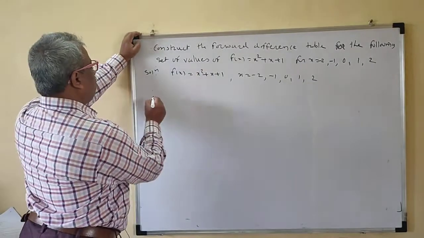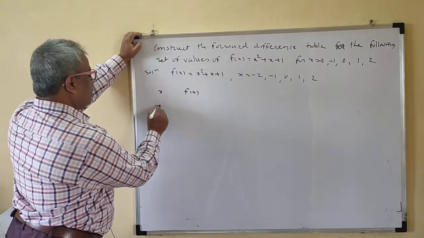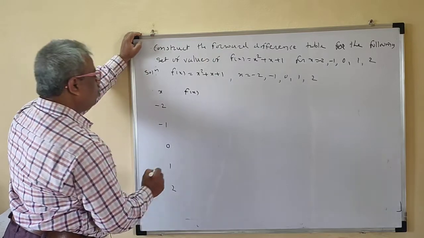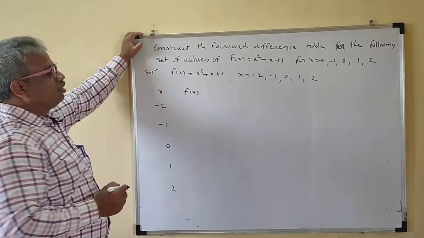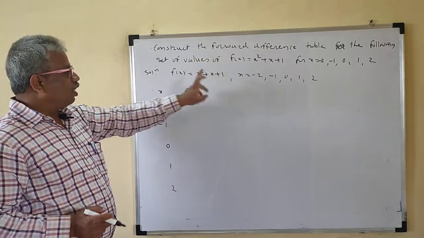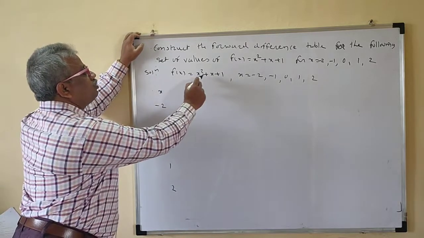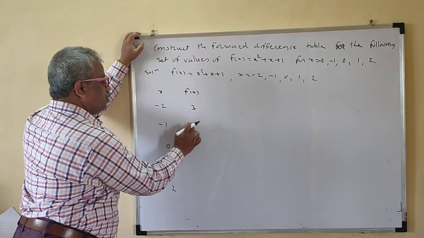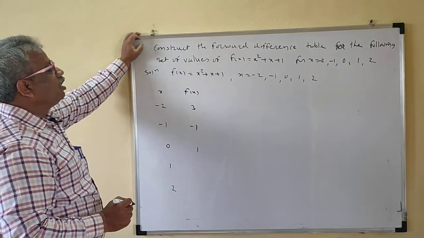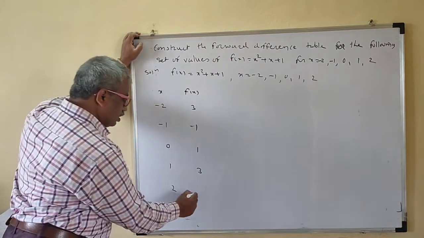You have to write the difference table. So I will write here f of x, and I will write here -2, -1, 0, 1, and 2. I have to write the value of this f of x. So this is 4, 4 plus 1 is 5, 5 minus 2 is 3. This will be 3. Then -1 square minus 1 is 1. This will be 1. Then 0, this will be 1. Then it is 3. This 4 plus 2 is 6, and then this is 7 now.